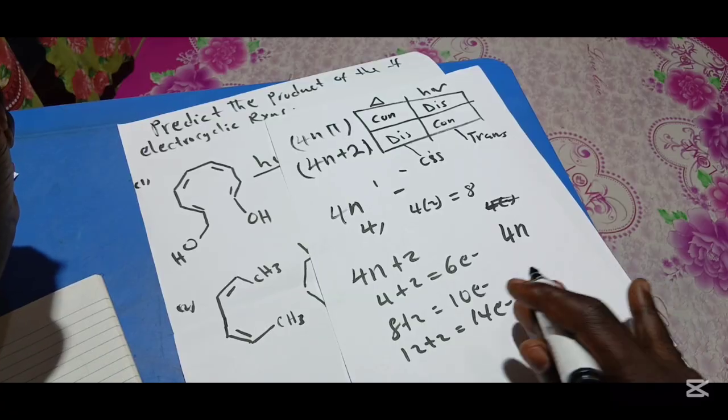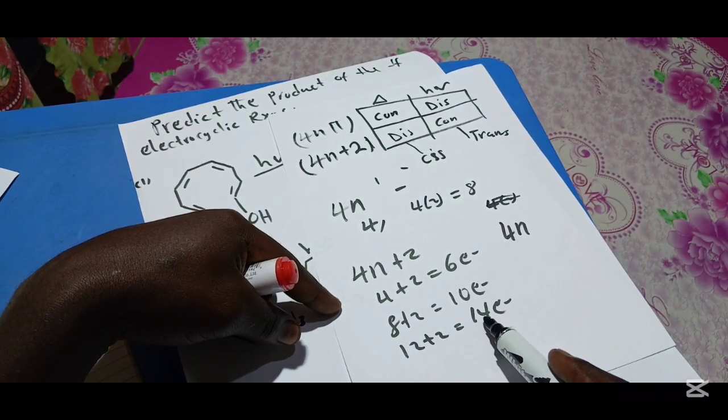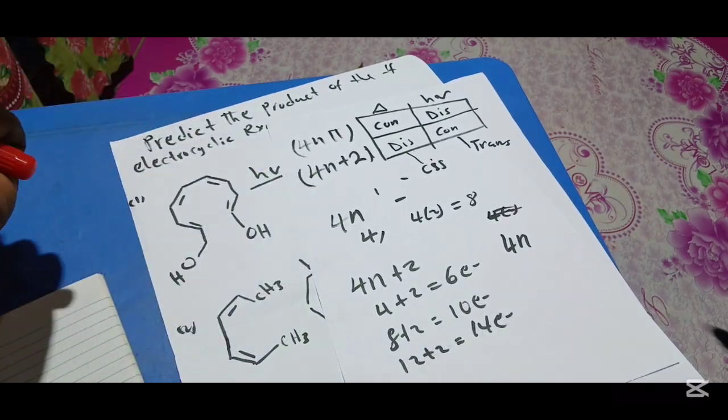Do you get that? If it happens to be 10, then you could see that we have an additional 2 adding to a multiple of 4. 12, you will see that we have an additional 2 adding to a multiple, then you will say that it is a 4n plus 2 pi delocalized electron system.